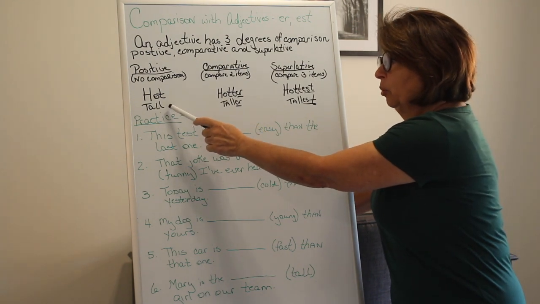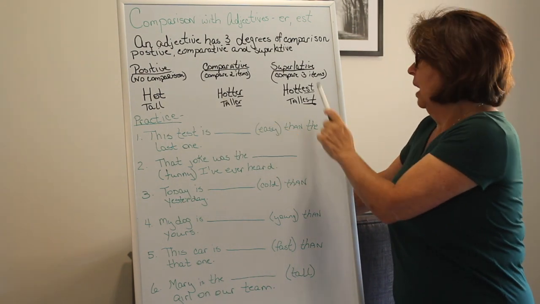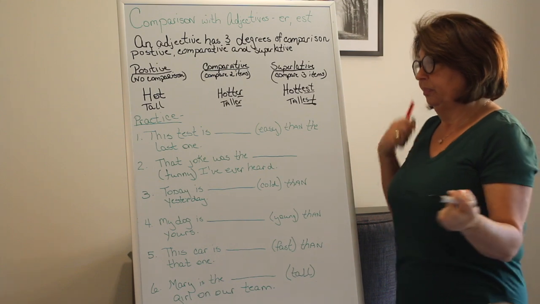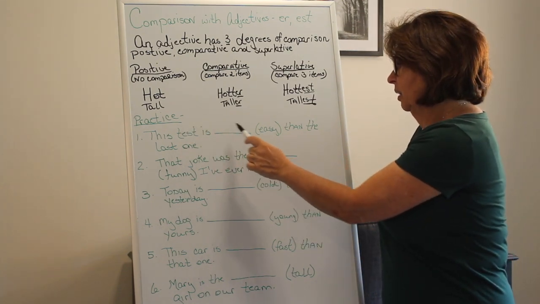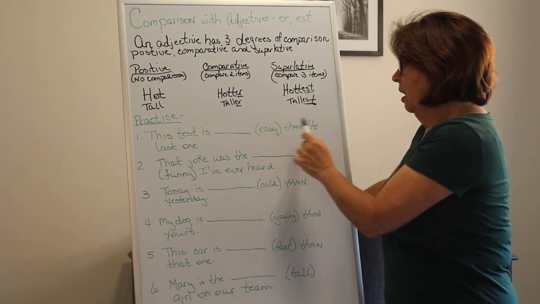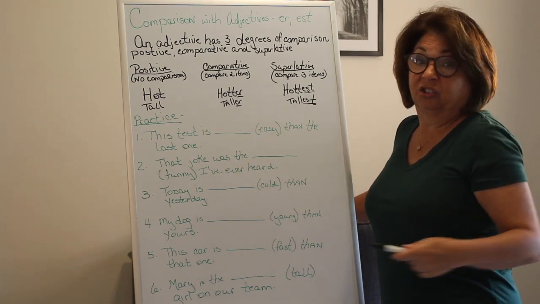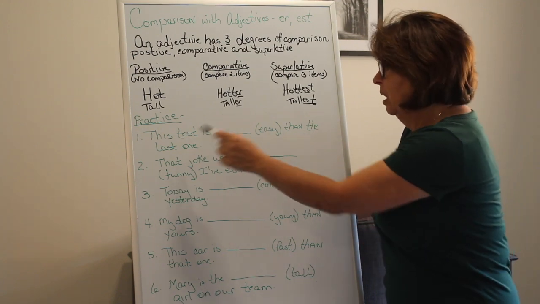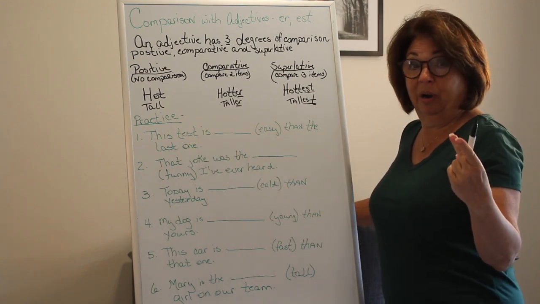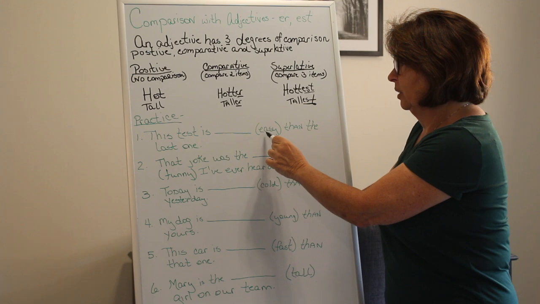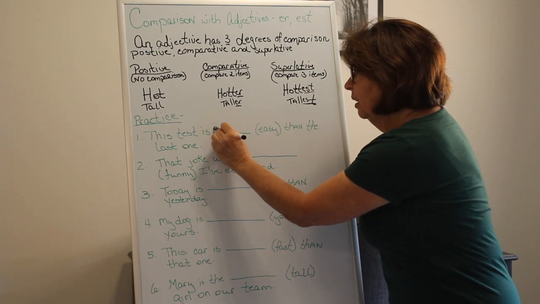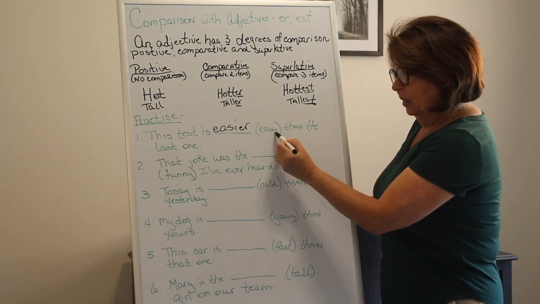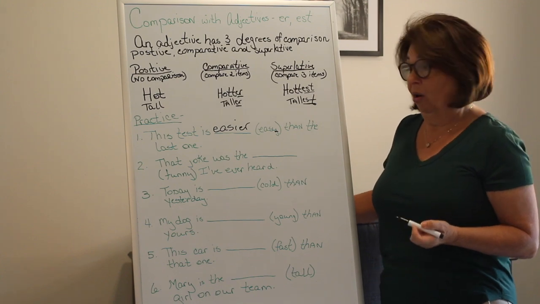Another example, we have someone who's tall, someone who is taller, and then the tallest. So let's look at some practice and see how we can work this out. All right, number 1. This test is blank, the word is easy, than the last one. So is this test just easy than the last one? That doesn't make sense because we have 2 things. We have this one and the last one. So we have 2, right? We're comparing 2 things. So if it's 2 comparisons, we have to add ER. So this test is easier than the last one. Now you notice we did the basic English rule where we change Y to I before we add ER.